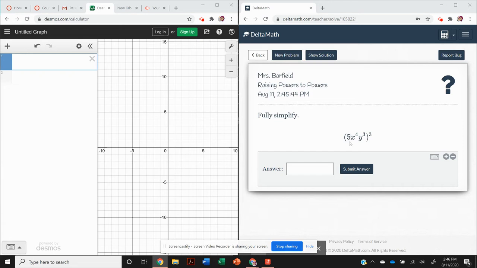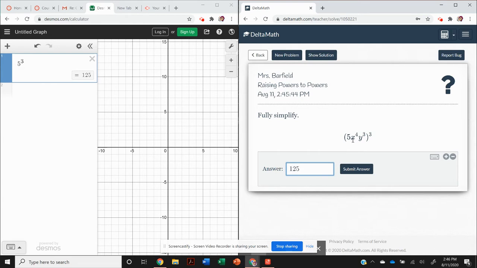Now, you have to understand that 5 has its own exponent, and it has an exponent of 1. So that means I have to do 5 to the 1 times 3. Well, 1 times 3 is 3, so I need to do 5 to the third power. So I get 125. I'm going to type that in.